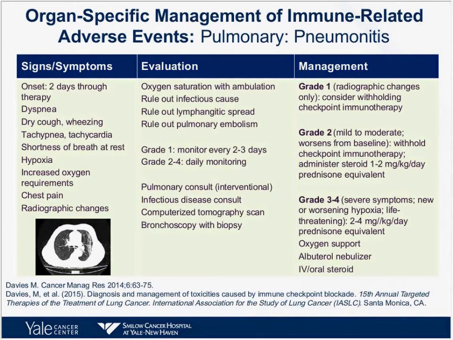So having a step approach, it's important to understand, as I said, the patient's current baseline symptoms. As I said, the onset of the symptoms can develop 2 days throughout the therapy. Patients may report dyspnea, dry cough, wheezing. They may have tachypnea, tachycardia, shortness of breath at rest, may note some hypoxia or an increase in oxygen requirements. If it is more progressed, they may even have chest pain, or as stated before in earlier stages, radiographic changes.